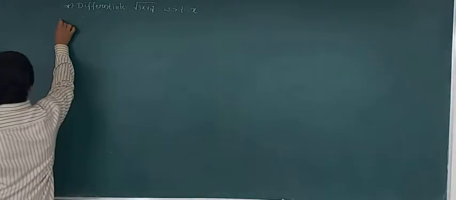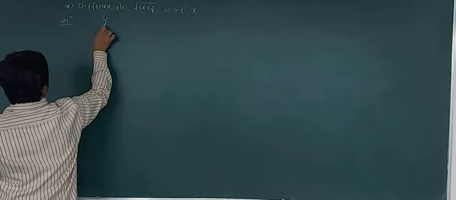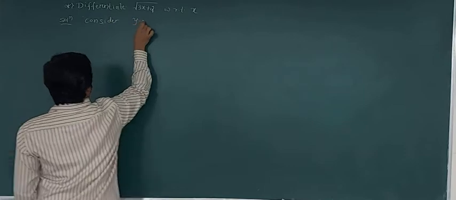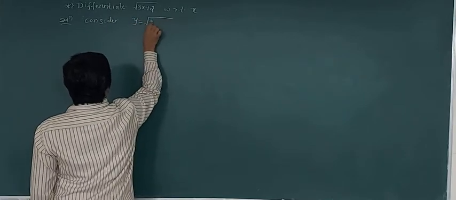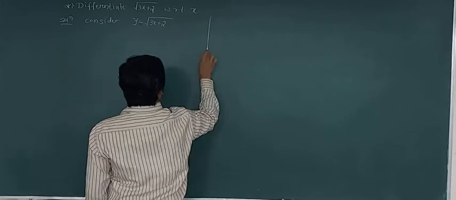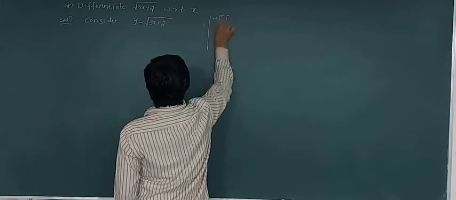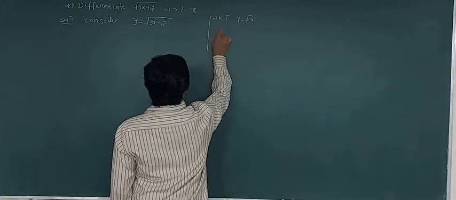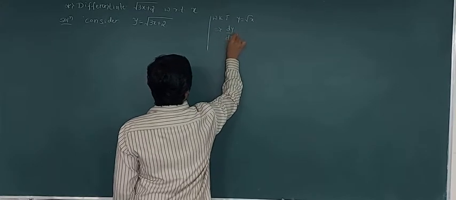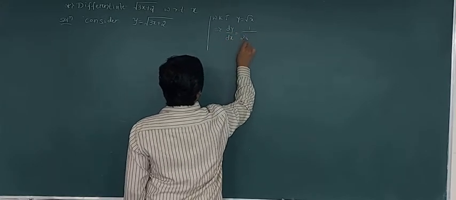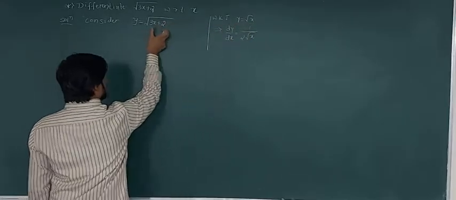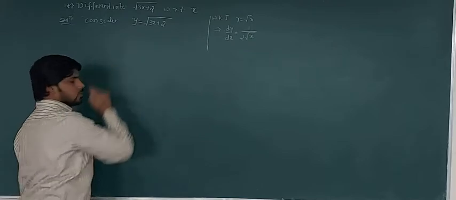So, solution. Here the given function is, consider y is equal to square root of 3x plus 2, and we know that if y equal to root x, then the derivative of this function, dy by dx, is equal to 1 upon 2 root x. So comparing these two equations, in place of x we have 3x plus 2.